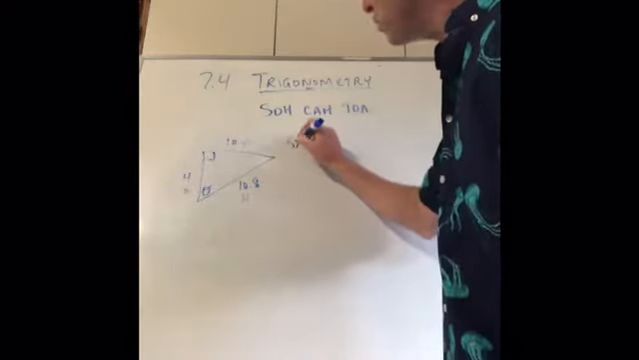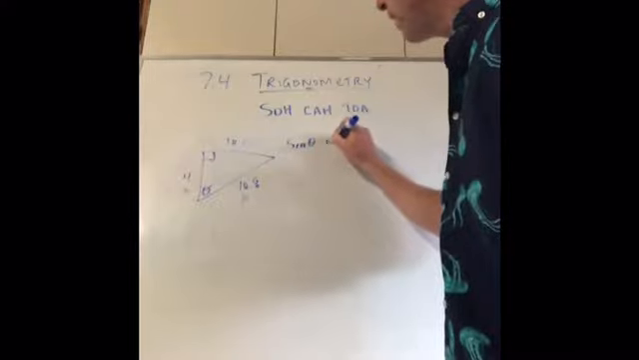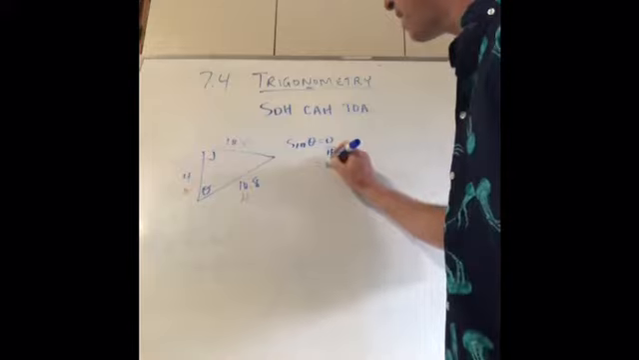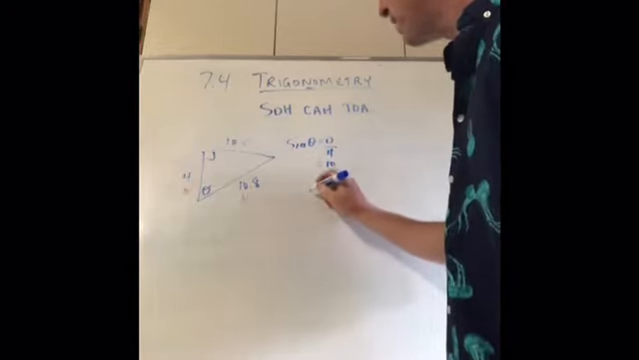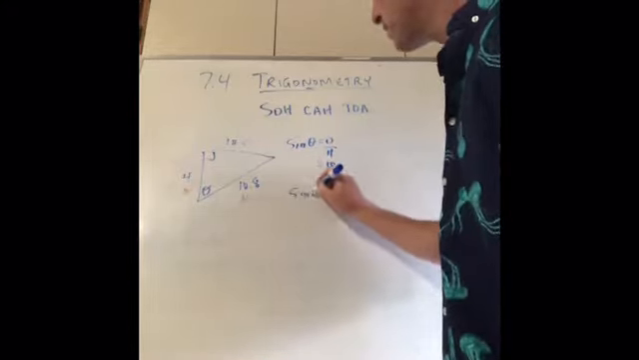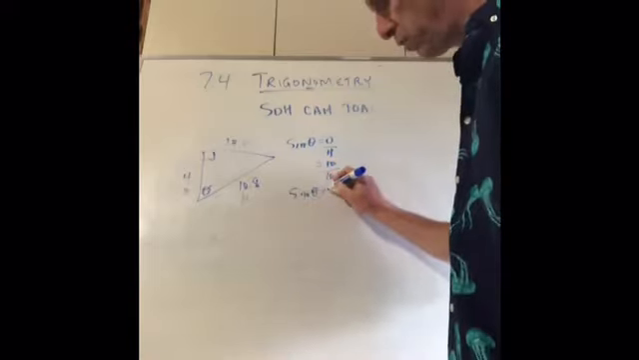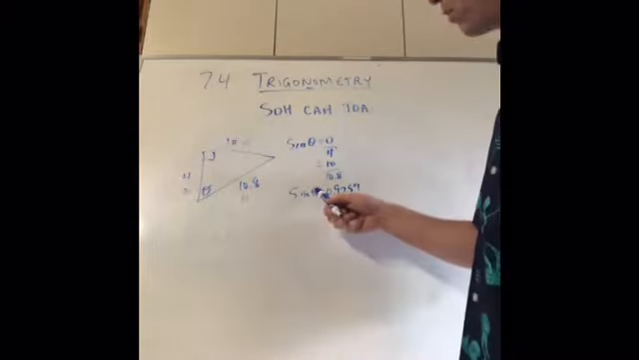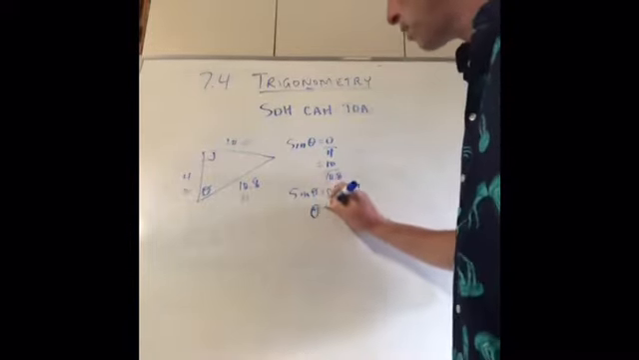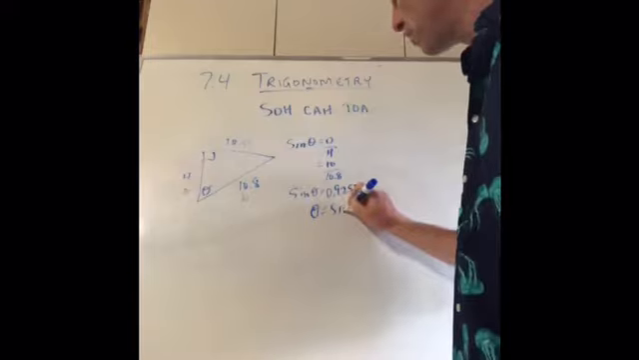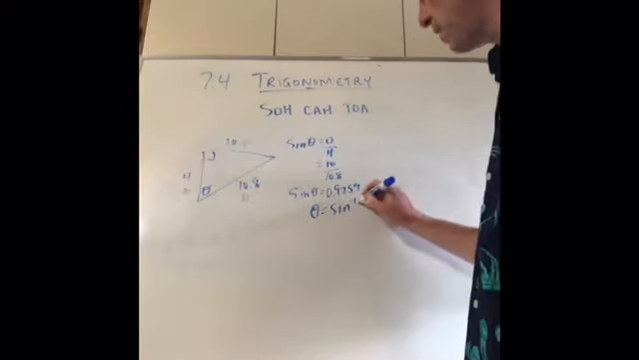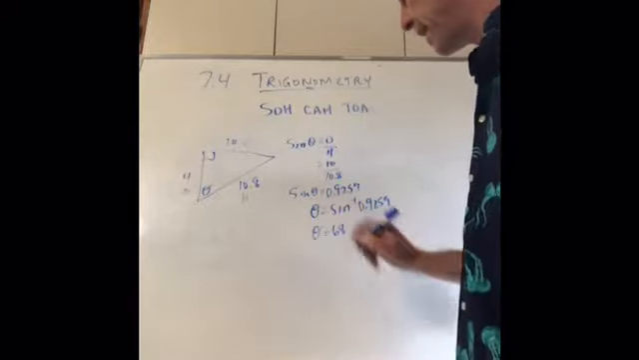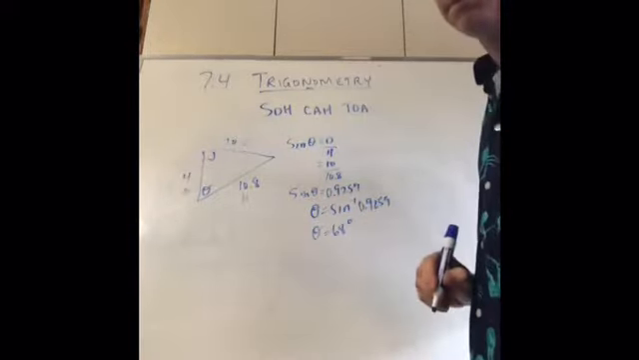So if we use sine theta, that would be opposite over hypotenuse. Our opposite is 10, our hypotenuse is 10.8. And we get sine theta would be equal to 0.9259. In order to find out what that angle is, if you recall, we use our inverse function. So in this case, the inverse function is sine. And I get 68 degrees.